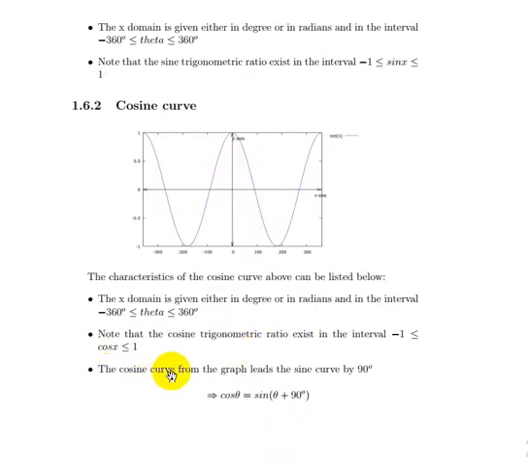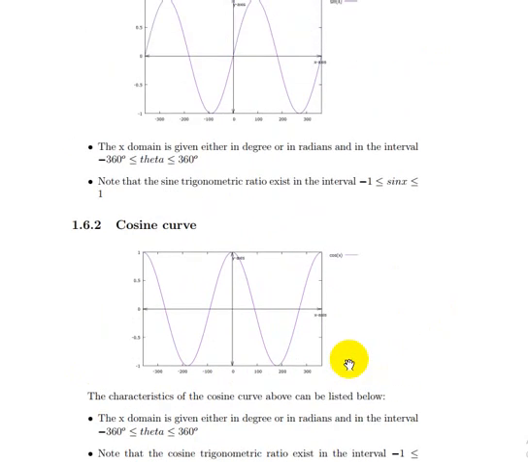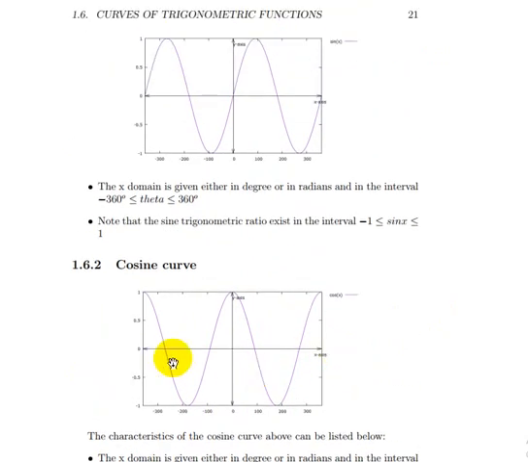The cosine curve from the graph leads the sine curve by 90 degrees. So again, when I see the two graphs, I see this graph and this graph, and we see that the cosine curve is in front of the sine curve by 90 degrees. So the sine curve has to move 90 degrees for it to attain the cosine.